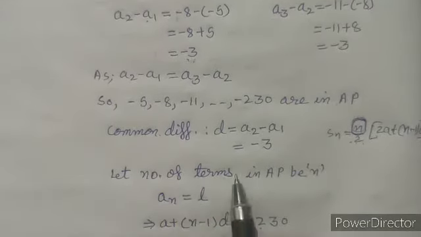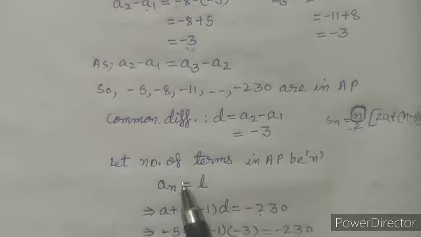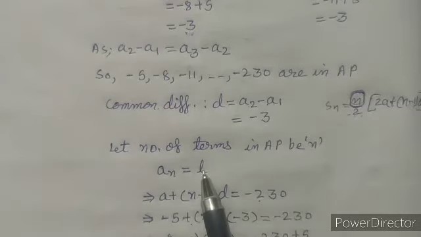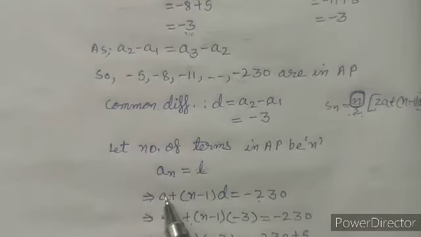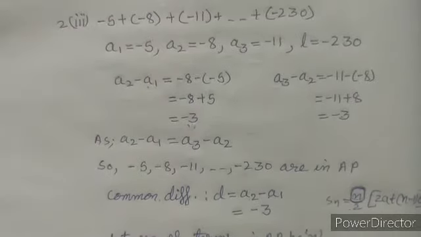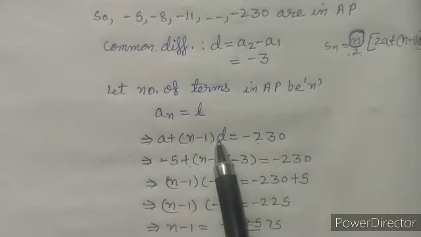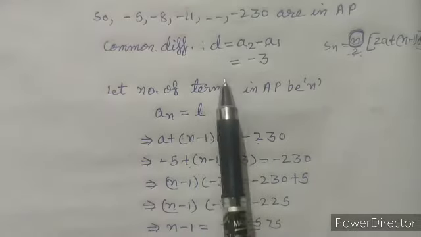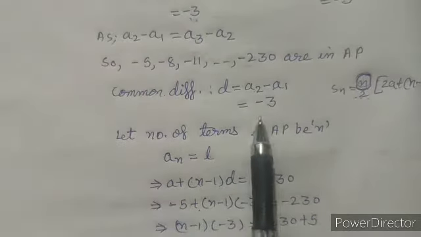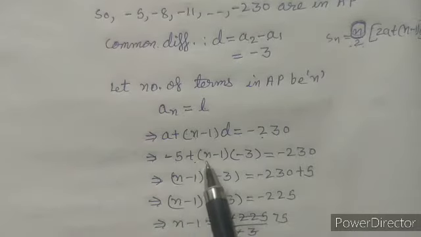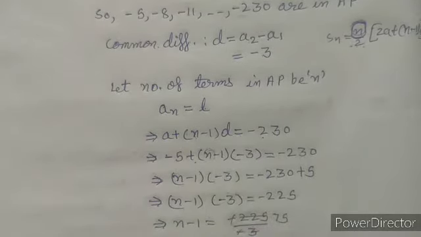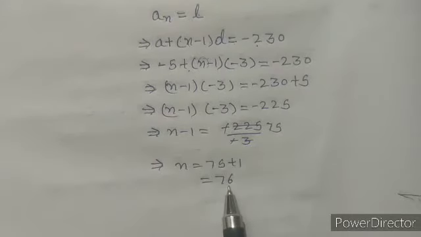So let us take that the number of terms in the AP be n, then an will be the last term of the AP, that is L. Now the formula for an was a plus (n minus 1)d, and that equals L, and L here, the last term, was minus 230. Now on putting the values of a and d that we obtained earlier, the value of a was minus 5 and d was minus 3, we can solve it to get the value of n. Now the value of n is coming as 76, so we can say there are 76 terms in the AP.